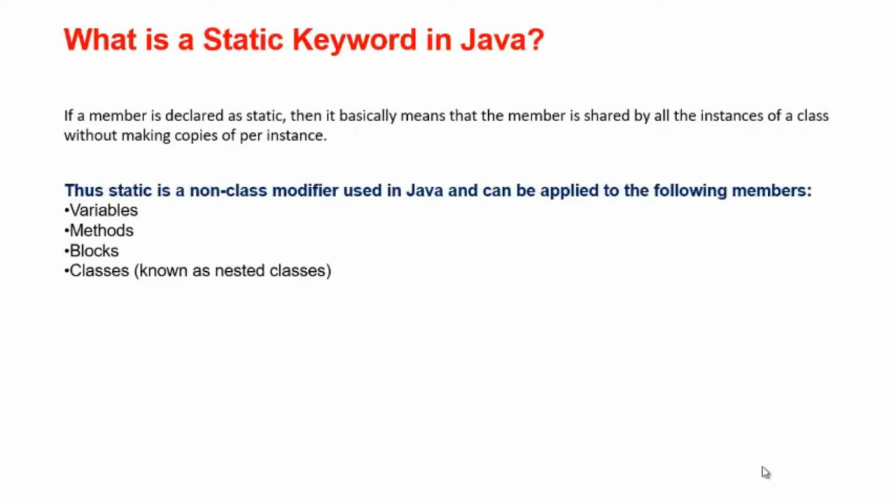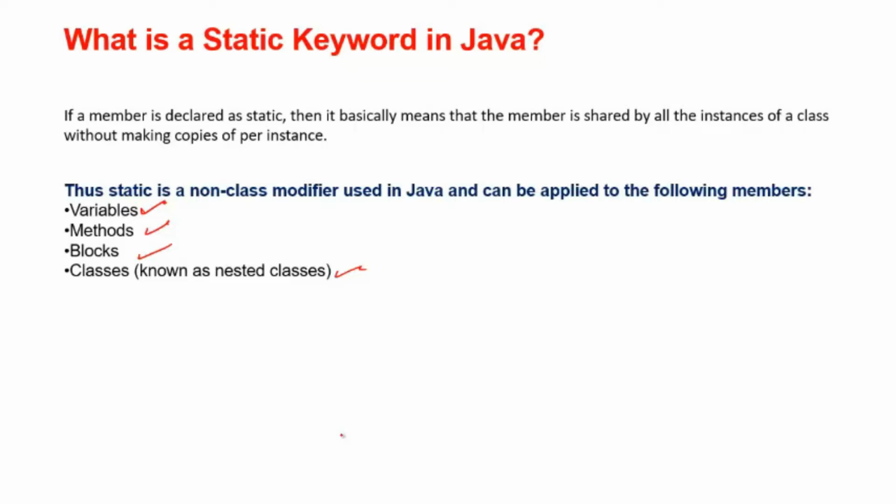If a member is declared as static, then it means the member is shared by all instances of a class without making copies per instance. Thus, static is a non-class modifier used in Java and can be applied to the following members: variables, methods, blocks, and classes, known as nested classes. We will see them one by one with examples.